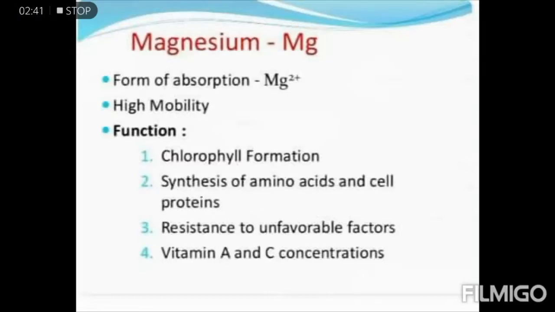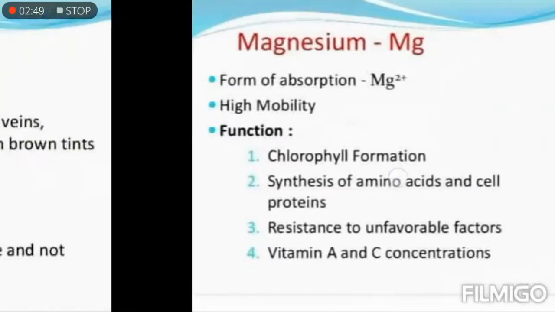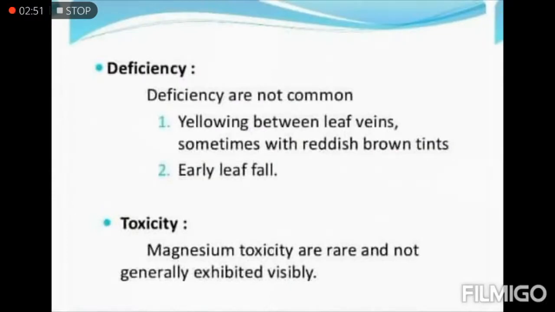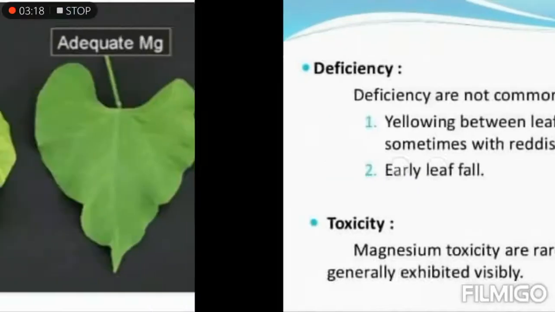Function: chlorophyll formation, synthesis of ammonium, amino acid and cell protein, resistance to unfavorable factors, vitamin A and C concentration. Deficiency: if we face a deficiency of magnesium, what will happen? The deficiencies are not common. There is yellowing between the leaf veins, sometimes with reddish brown tint, and earlier leaf fall. Toxicity: if we face a high level of magnesium, magnesium toxicities are rare and not generally exhibited visibly.